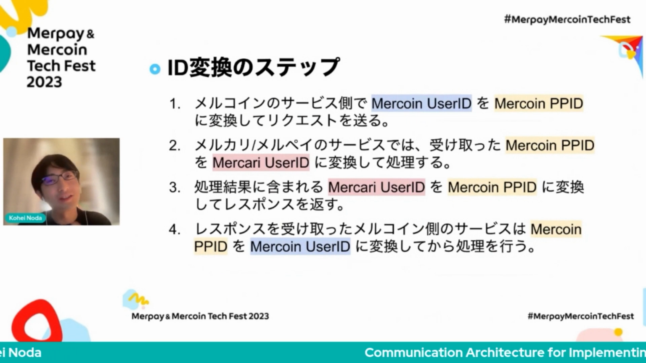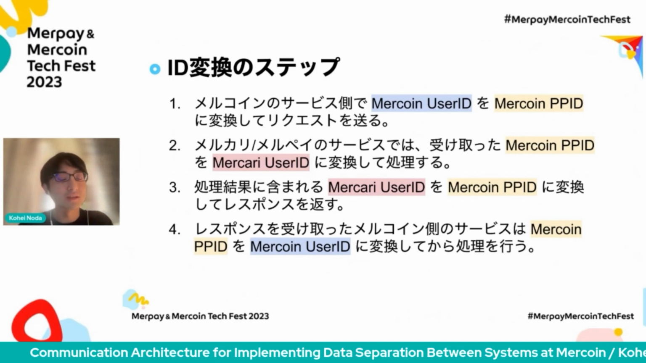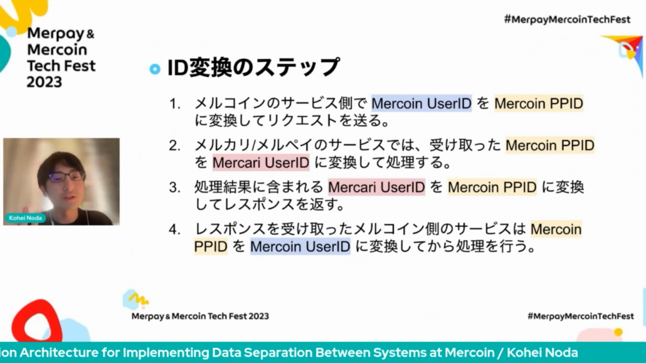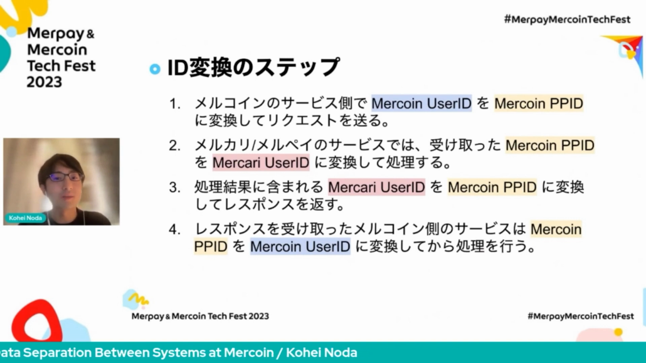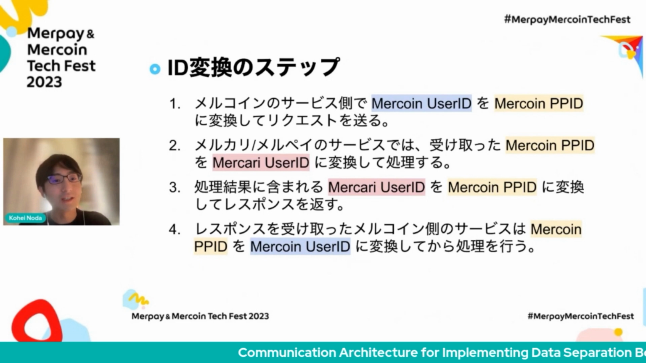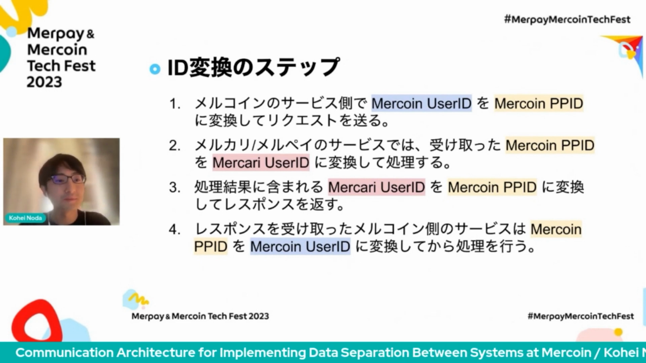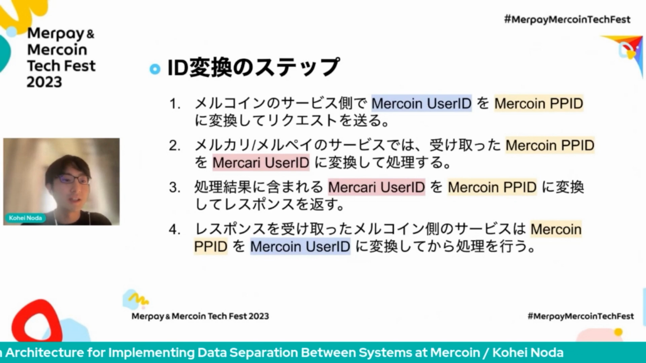I explained four types of IDs: internal ID, external ID for Mercoin, and for Merpay. In the case of communication from Mercoin to Mercari, the following conversion steps are required. The first step is the service on the Mercoin side, which converts the Mercoin user ID to the Mercoin PPID and sends the request.